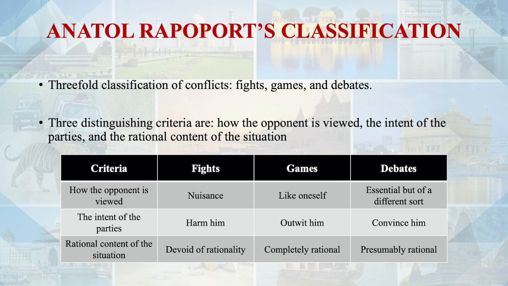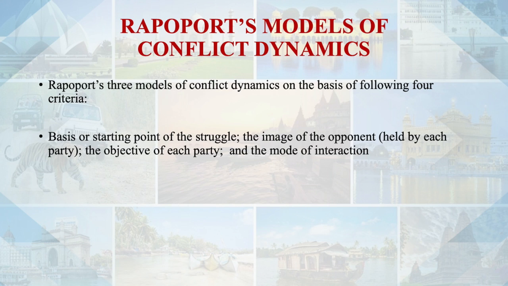Now see the third. What is the rational content in the situation? The rational content of the situation in a fight is that it is devoid of rationality. While in games, it is completely rational, and in the case of debate, it is rational but presumed. So in debate, the situation is presumed as rational. In the game, it is completely rational, and in the first category of fights, almost the concept of rationality does not exist.